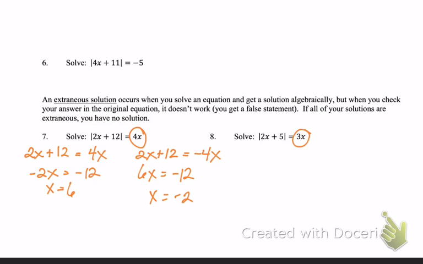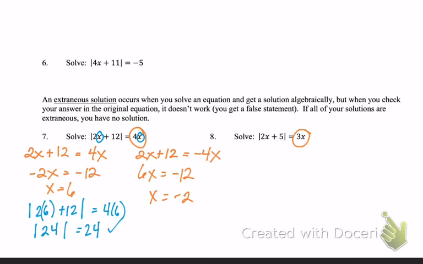Now, whenever I want to check my solution to see if I have anything extraneous, I'm going to plug them back in for x. I'm going to plug in 6 for both. So the absolute value of 2 times 6 plus 12 equals 4 times 6. So 2 times 6 is 12. 12 plus 12 is the absolute value of 24 equals 24.